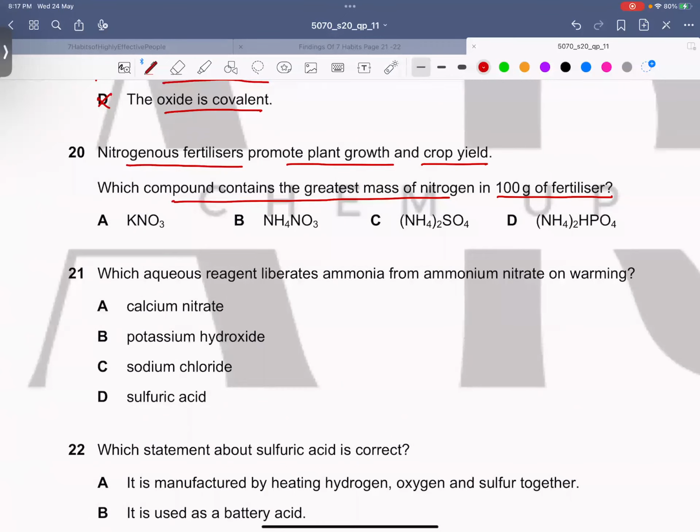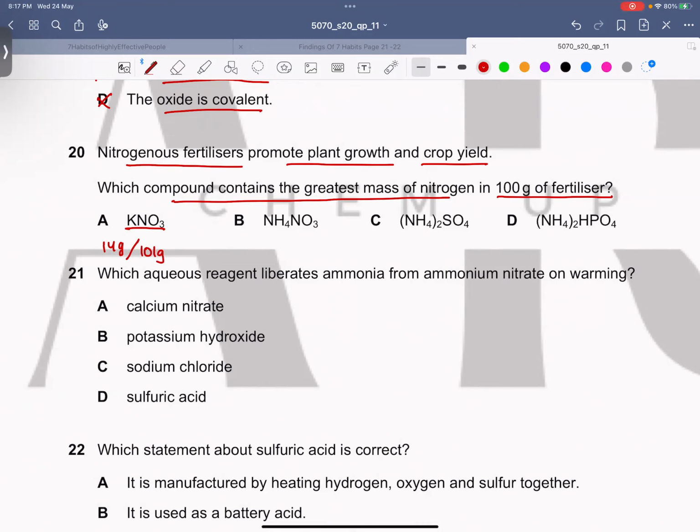How will you do it? You will do it by looking at the ratio of their Mr with the mass of nitrogen. If you see in this one, there is only one nitrogen, so 14 grams of nitrogen are there. And what would be the Mr? Nitrogen is 14, potassium is 39, and 3 oxygen makes it 48. So 48 plus 14, 62. 62 plus 39, 101. So 14 grams in 101 grams.